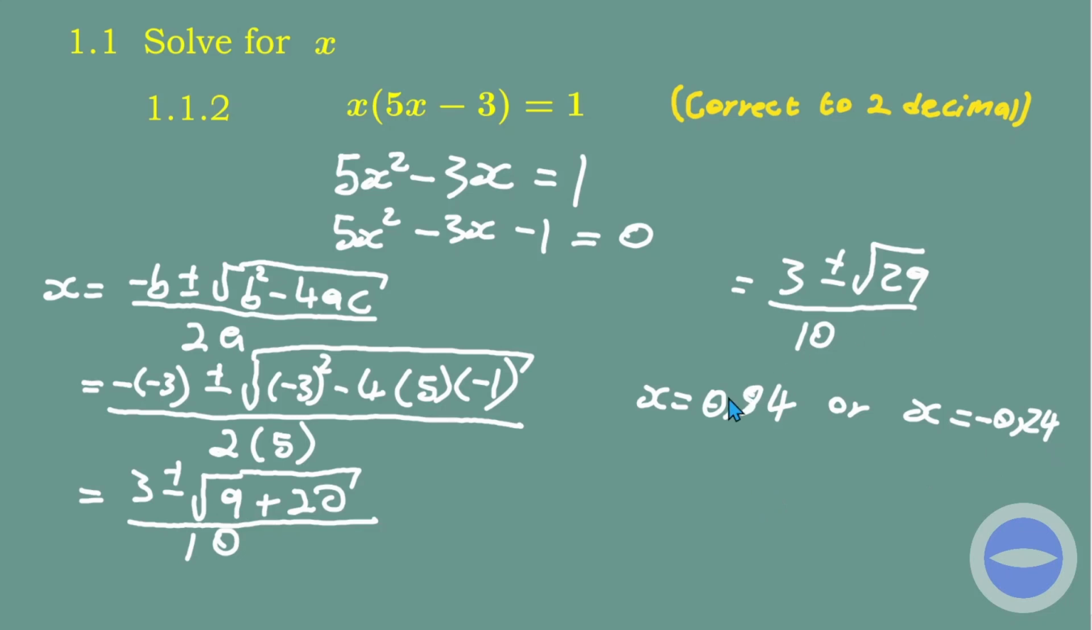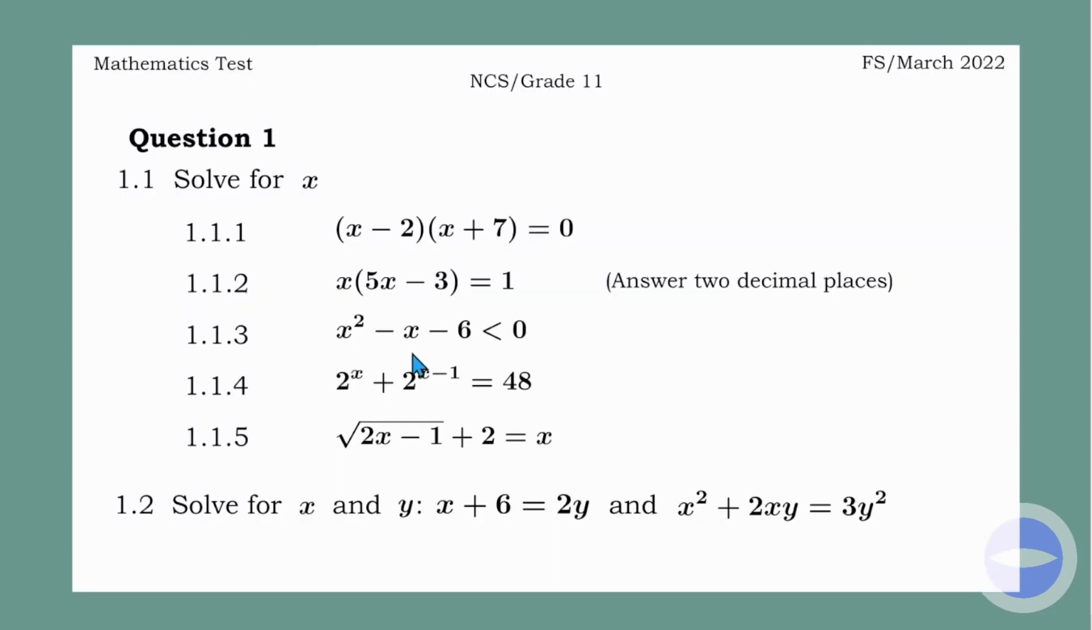These are the values of x: x equals 0.84, or x equals negative 0.24. So from there we are going forward. 1.1.3: x squared minus x minus 6 is less than 0.